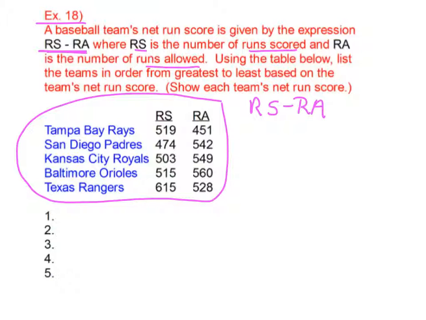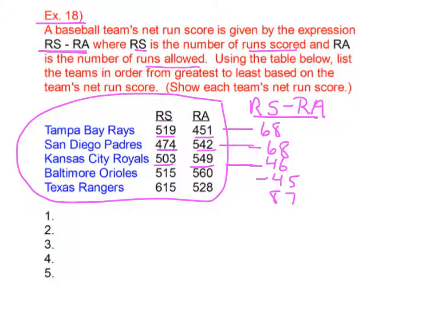So if I subtract RS minus RA here, I'm subtracting 519 minus 451 and I get 68. And then the next one, subtracting that, I get a -68. Then 503 minus 549 is -46. So you just want to know what they equal. 515 minus 560 is -45. And then 615 minus 528 is 87.